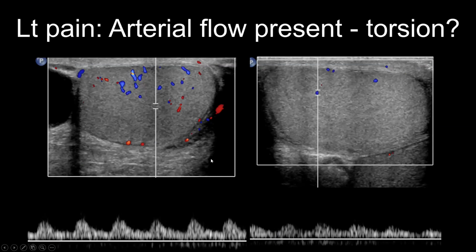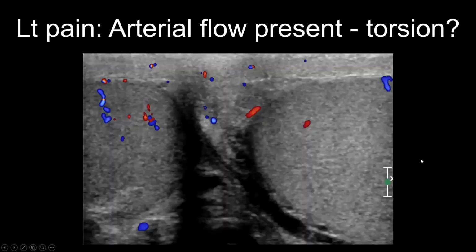But I think maybe I can convince you that there's more flow in this right testicle with color Doppler than the left. It has reduced flow. This to me is a huge red flag. I have seen multiple patients with this presentation of torsion. So reduced flow, but not absent flow. Again, the side-by-side images, decreased flow in this left testicle.